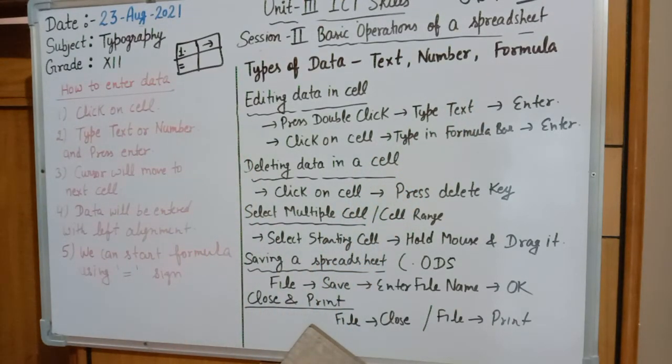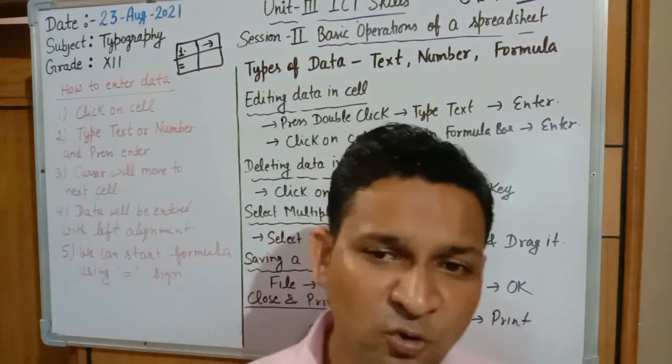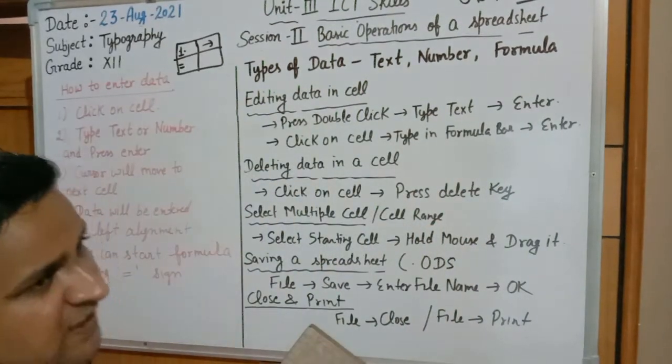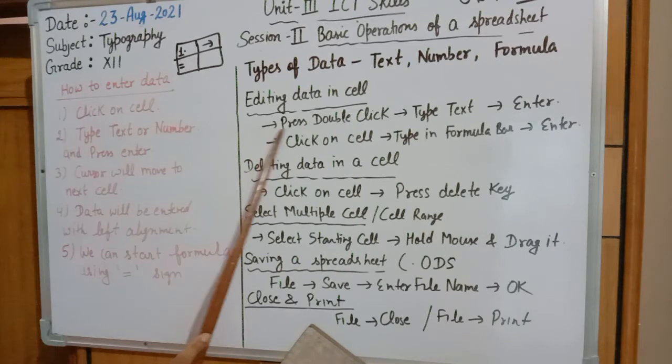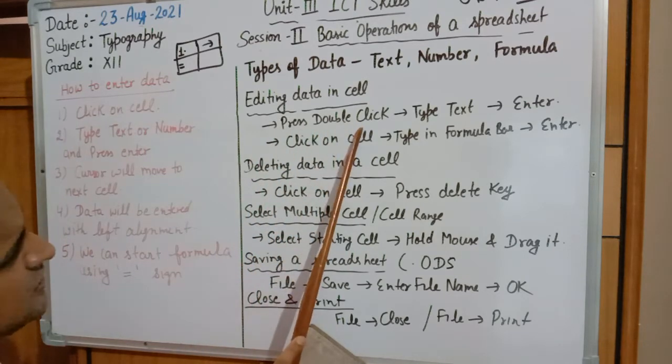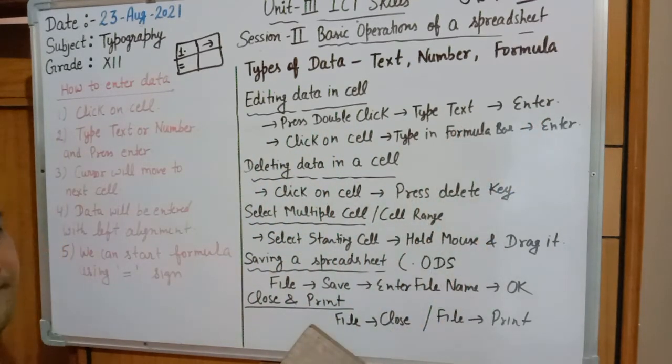How to edit data in a cell? For data editing, we have two methods. First method, just double click where we have to change, type the text and press enter.